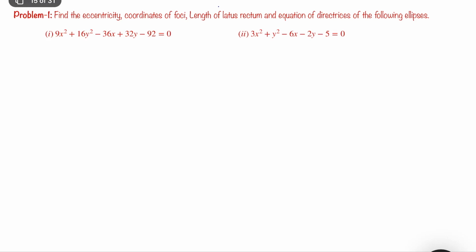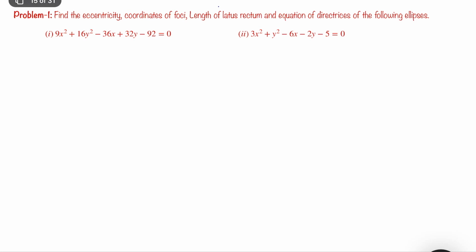Here are two second degree equations in x and y. The first one is 9x square plus 16y square minus 36x plus 32y minus 92 equal to 0. The second one is 3x square plus y square minus 6x minus 2y minus 5 equal to 0. These two equations will represent ellipses as there is no xy term in these equations. So these equations will represent ellipses whose axis is parallel to the coordinate axis.